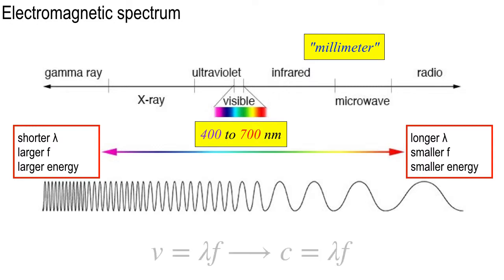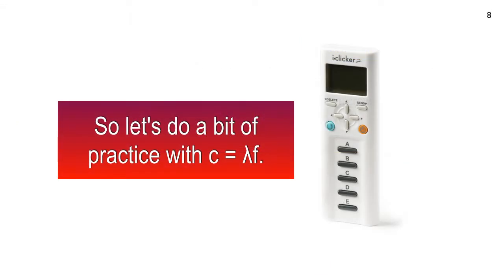So now the wave equation for light in this spectrum: c equals lambda f. The special symbol that we use for the velocity of light is c. And we've already mentioned it, c equals 3 times 10 to the 8 meters per second. This is the famous E equals mc squared symbol, c, the speed of light. So we're going to use this here. Get your clickers out. We're going to do a little bit of practice with c equals lambda f.